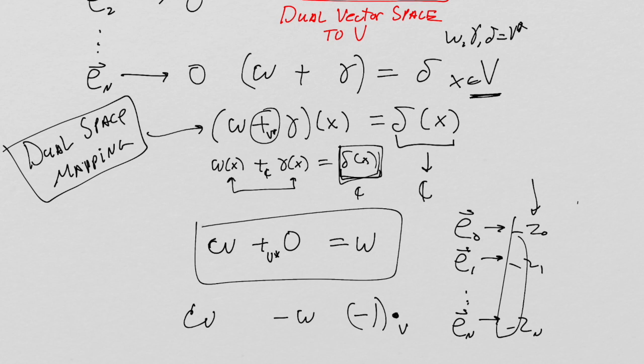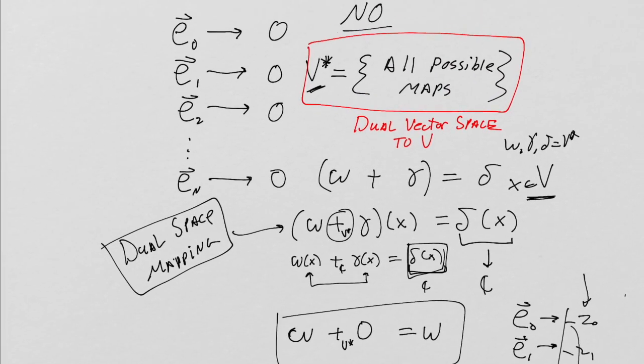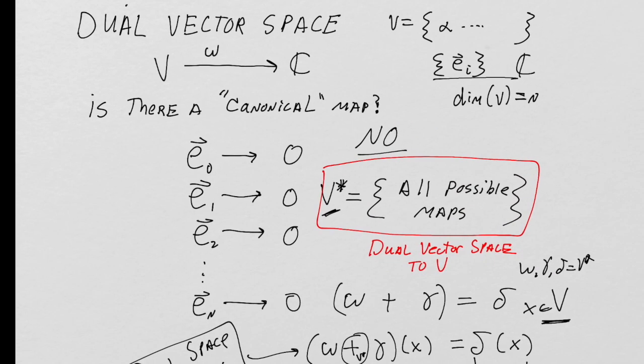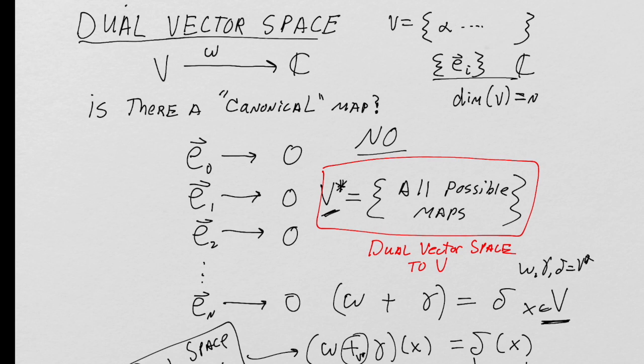Scalar in V star times omega, right? Those things are the same. So all of this works, and we have all the properties of a vector space. So we now can talk about the dual vector space as this set of all possible maps with all the addition rules and the scalar multiplication rules that we talked about.